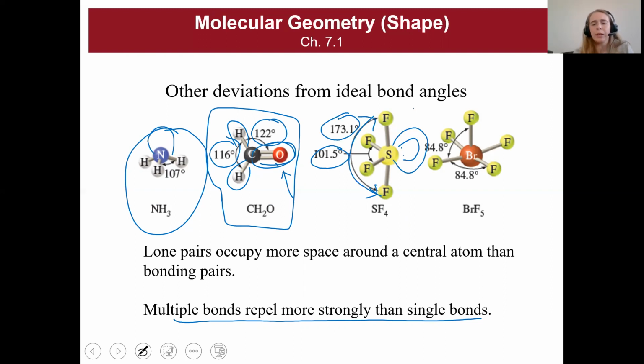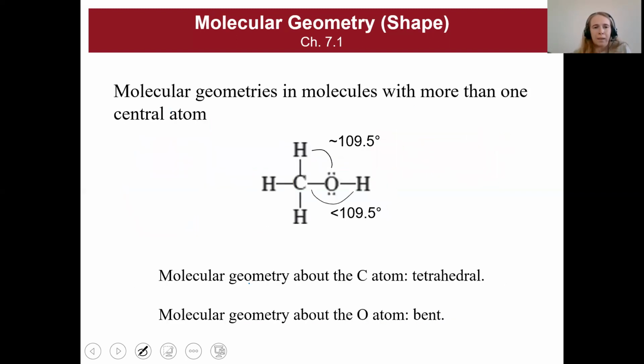And then bromine pentafluoride, this one is what we call a square pyramidal shape. It's got a lone pair down here. And instead of having all 90-degree angles, which it would from its octahedral electron domain geometry, it has 84.8, and that is because lone pairs occupy more space than bonding pairs.